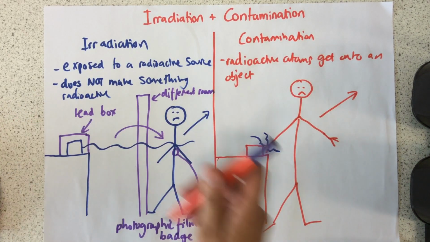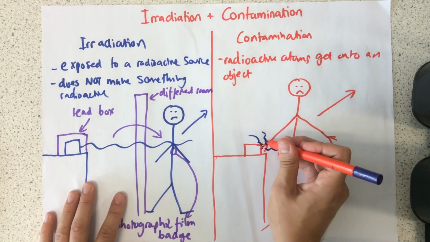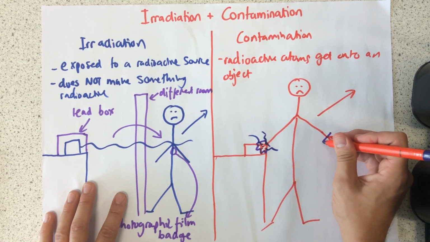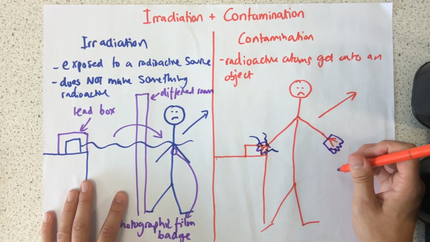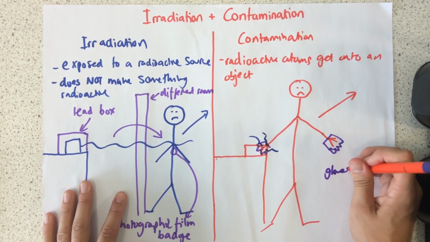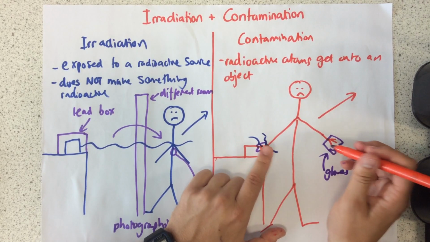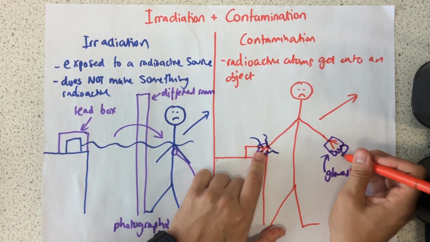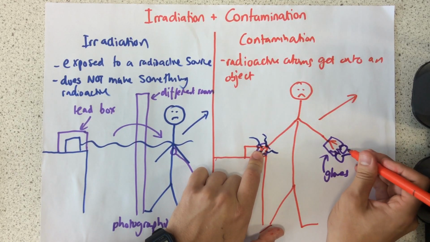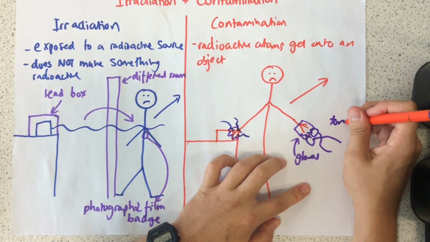So what could be done to prevent contamination? So first of all, whenever handling radioactive sources, this person should obviously be wearing gloves. They also shouldn't be picking the radioactive source up with their hands. They should be using tongs.